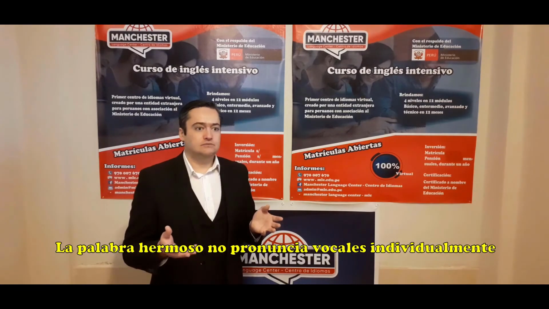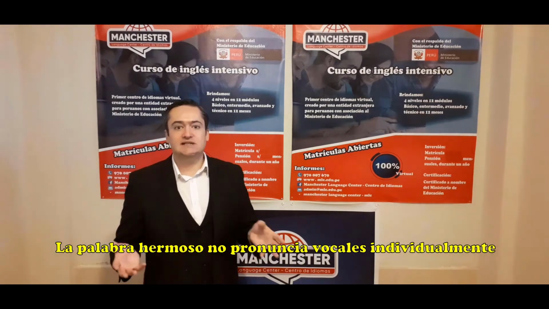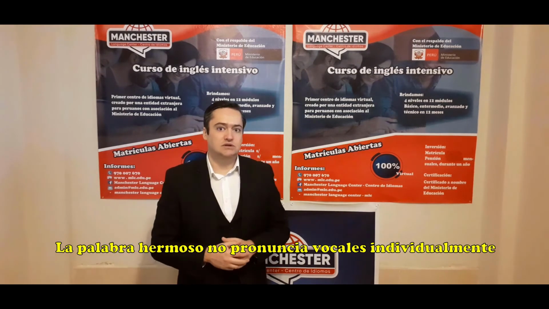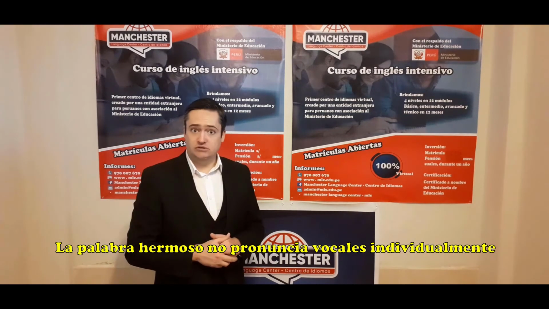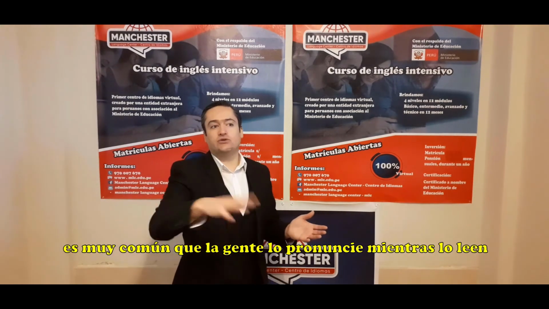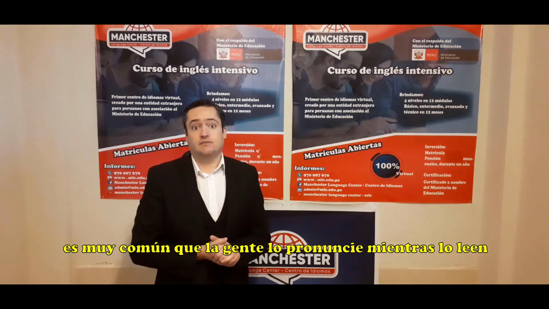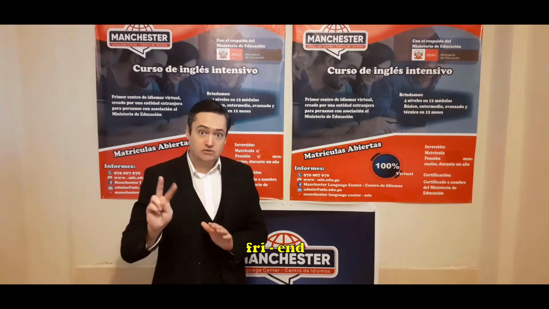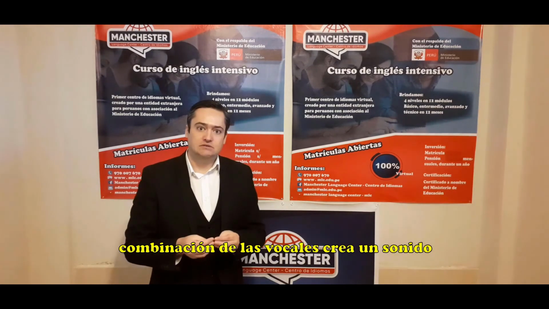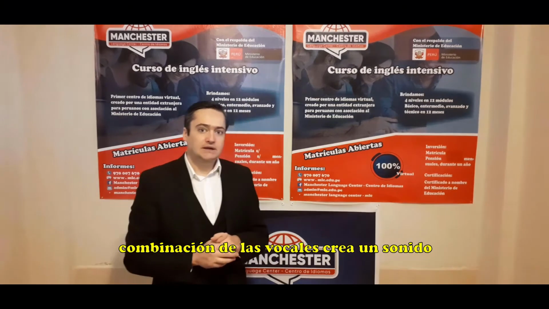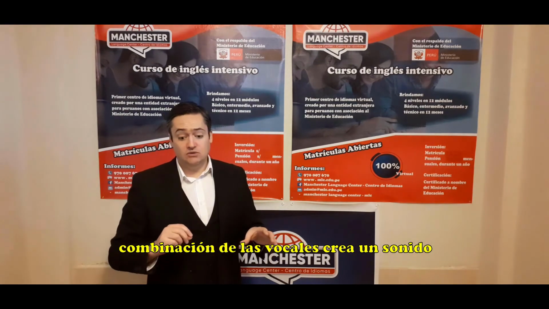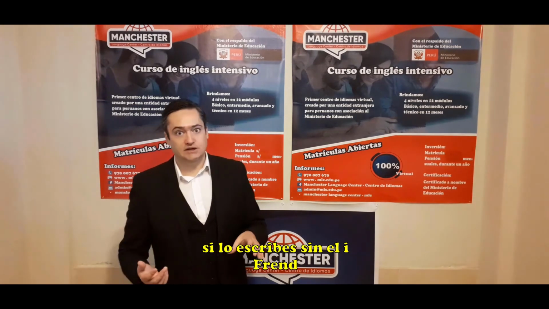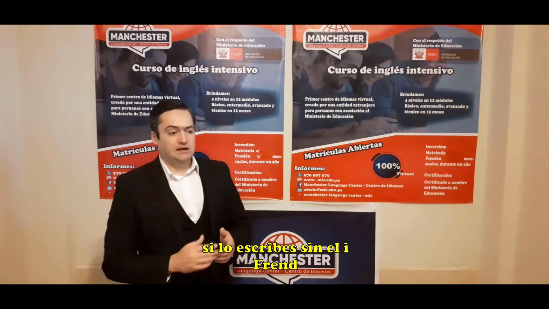So what you end up with is combinations of vowels. For example, the word beautiful, B-E-A-U, 3 vowels, but it doesn't pronounce beautiful, obviously. Another example would be friend. Yeah? It's very, very common that people read it as fri-end, the 2 vowels independently. Combination of the vowels creates one sound. Yeah? So if you write friend and then you erase the I and read it then, you have the correct pronunciation. You can do that all day.